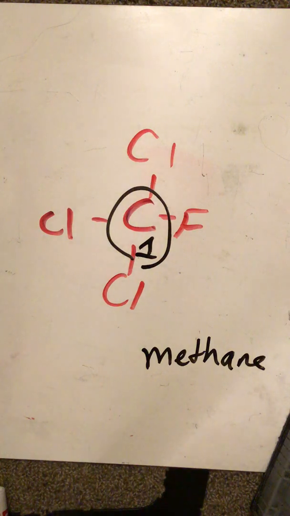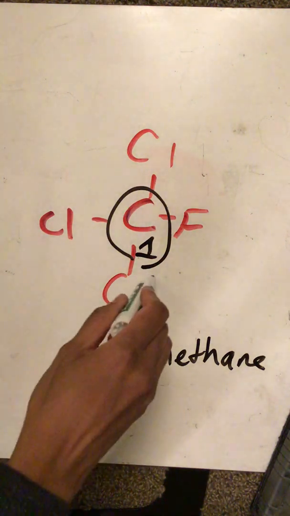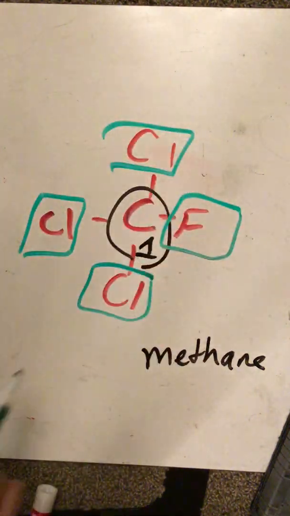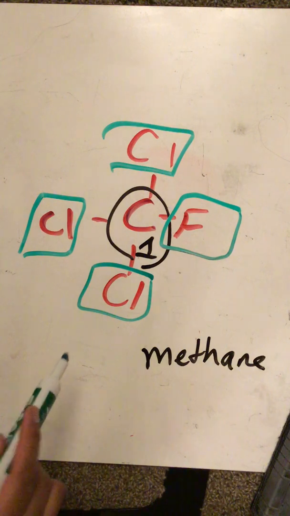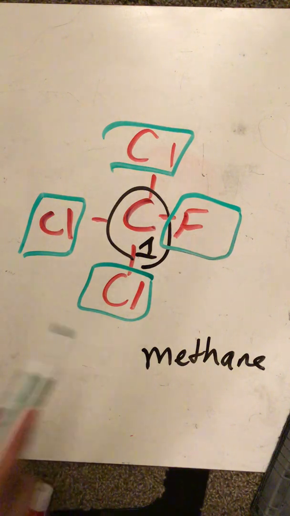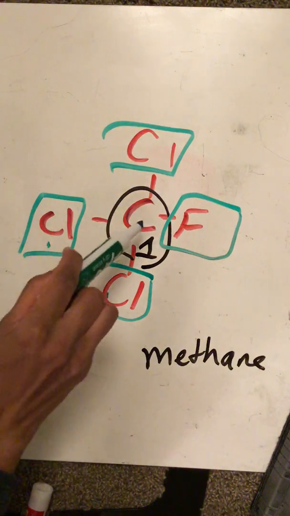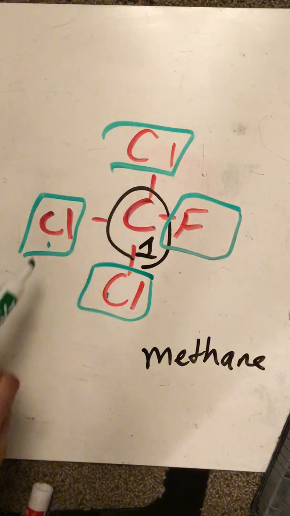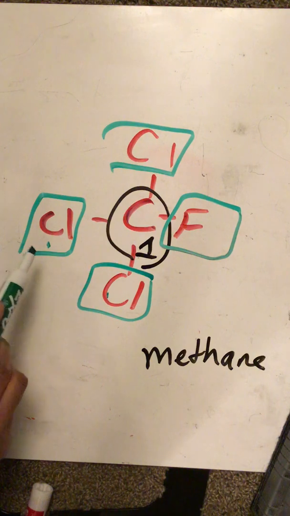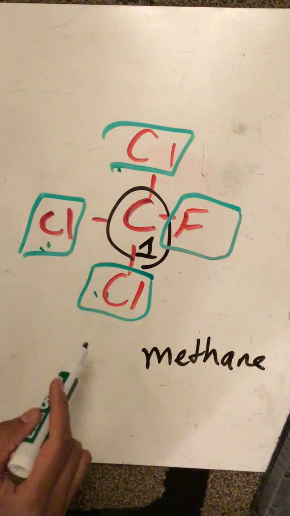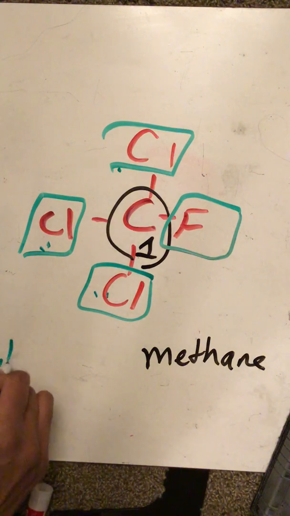Okay, and then I name the branches. Okay, so let's take a look at the branches. This is a branch, this is a branch, this is a branch, this is a branch. So how would I name the branches? Now you know it's a halogenated hydrocarbon because there's halogens attached to a carbon. So you would name it as 1, 1, 1.